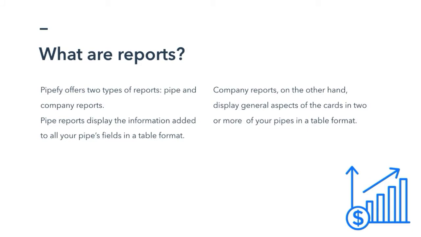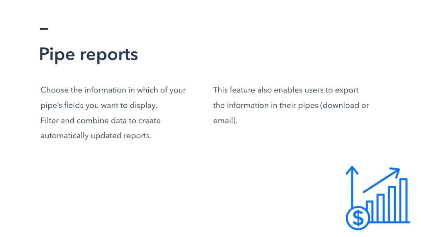So Pipefy offers two types of reports: Pipe reports, which you already know well, and our brand new company reports, which were launched just last week. Pipe reports display the information added to all your pipes' fields in a table format. Company reports, on the other hand, display general aspects of the cards in two or more of your pipes in a table format.